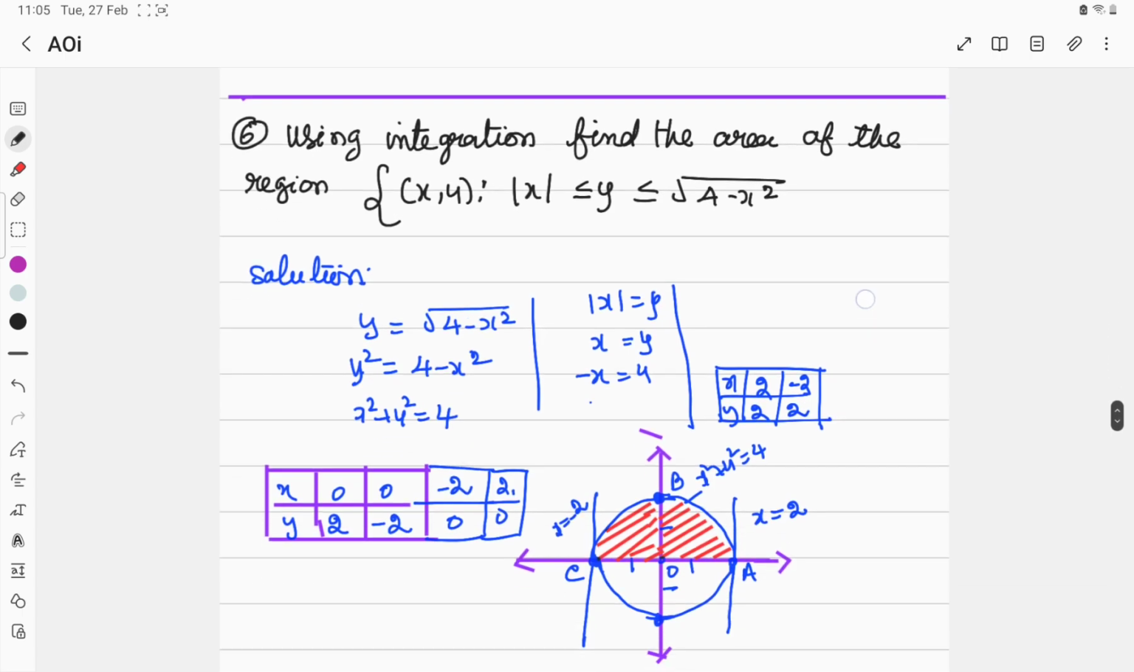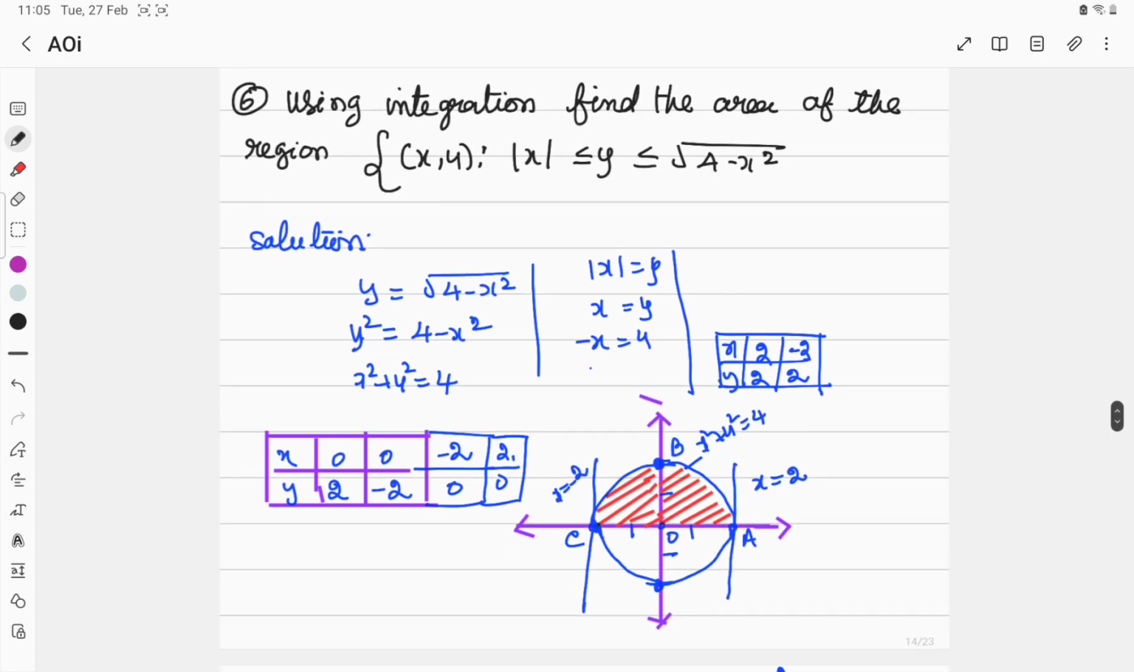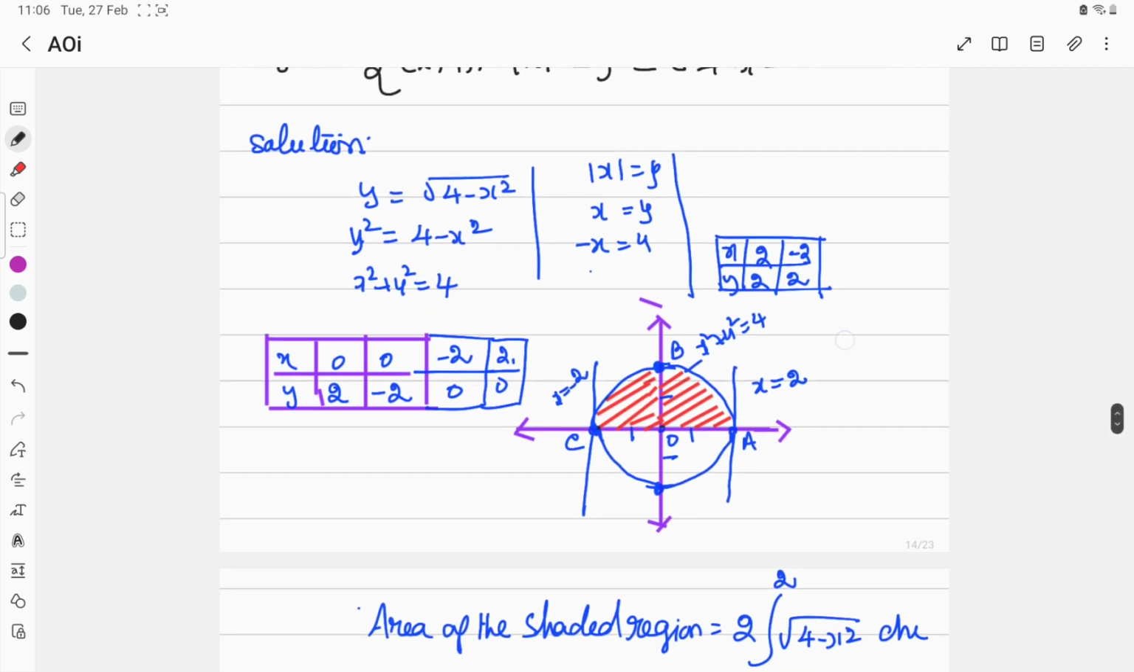Sixth question. Using integration, find the area of the region {(x, y): |x| ≤ y ≤ √(4 − x²)}. So given here is a curve and a straight line. Modulus of x is equal to y, so it implies y = x as well as y = −x. So we have to solve this equation.